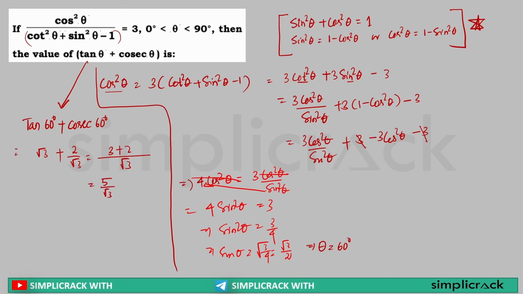Yes or no? So this can be the answer, or in some cases root 3 will be multiplied in the numerator and denominator and it will be written as 5 root 3 by 3. So based on whatever is being asked in the question, you will answer it.